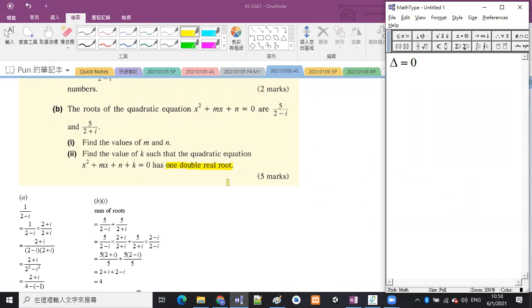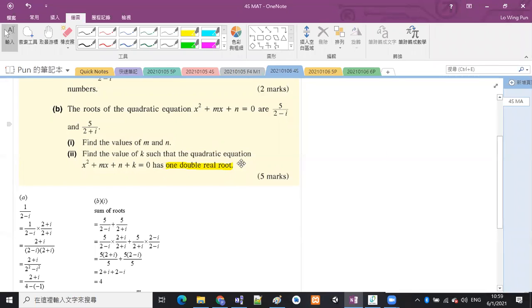One double real root or two equal real roots, delta equal to 0. No real roots, delta is less than 0.